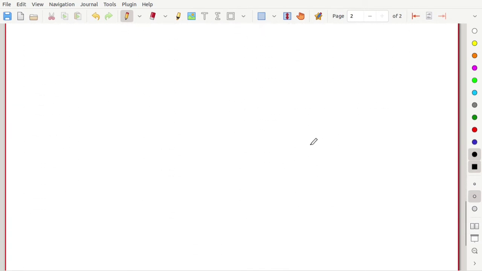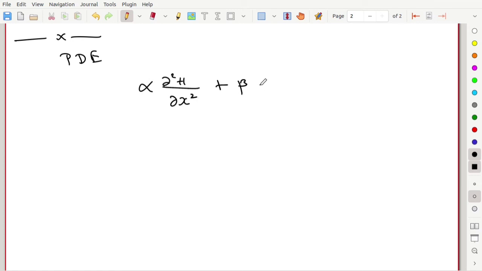Okay, so let's look at the partial differential equation. Till now we looked at ordinary differential equations. From now onwards we are going to look at partial differential equations. One of the best examples is our 1D heat equation, which is given as alpha ∂²h/∂x² plus beta ∂h/∂t equals 0.